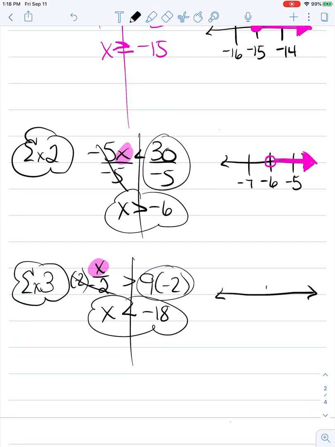So now I'm going to graph that. Negative 18, negative 19, negative 17. And there's no line under it, so I want an open circle. And less than is to the left. So I want to shade my number line going to the left.